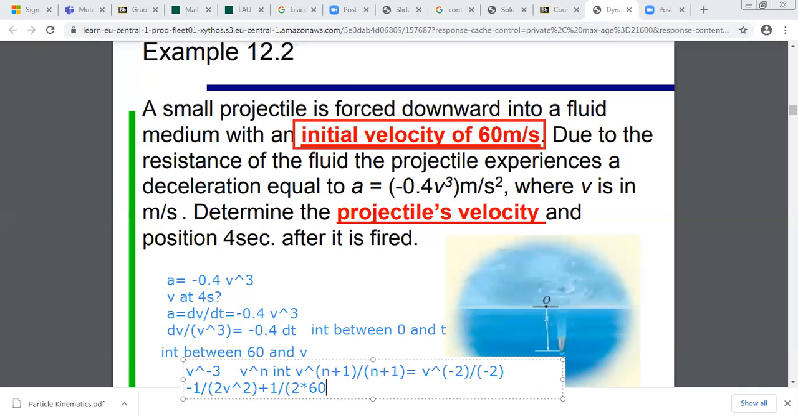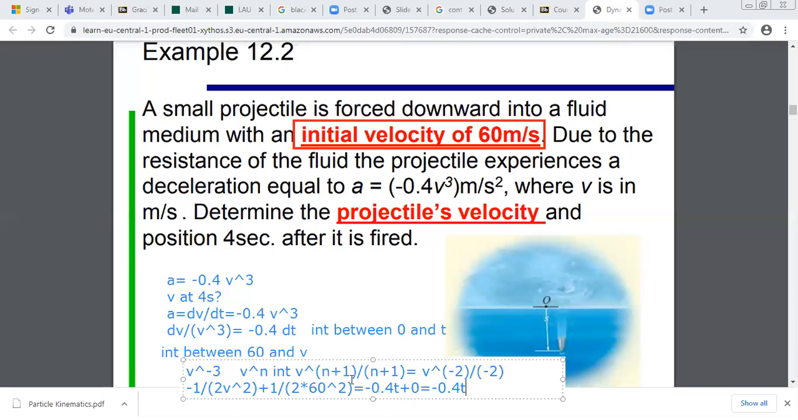From the other side, if I do the integration of dt, I get just minus 0.4t. So when I integrate it between 0 and t, it will give me minus 0.4t plus 0. I neglect the second part because it is 0, so it's equal to minus 0.4t. In this way I got v as a function of time, and now since I am interested in velocity at 4 seconds, I can replace directly t by 4.